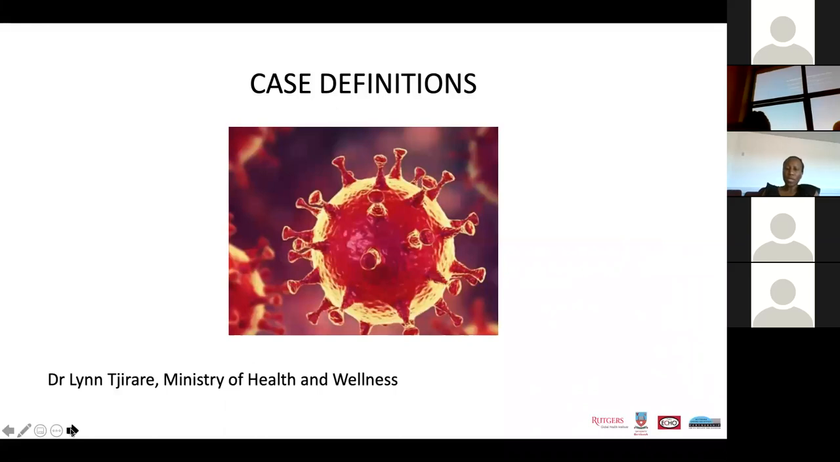Another point is to understand the sensitivity and the specificity of a case definition. So sensitivity talking to the ability to detect the cases. Specificity really meaning the ability to exclude the non-cases. So that is also important to keep in mind.